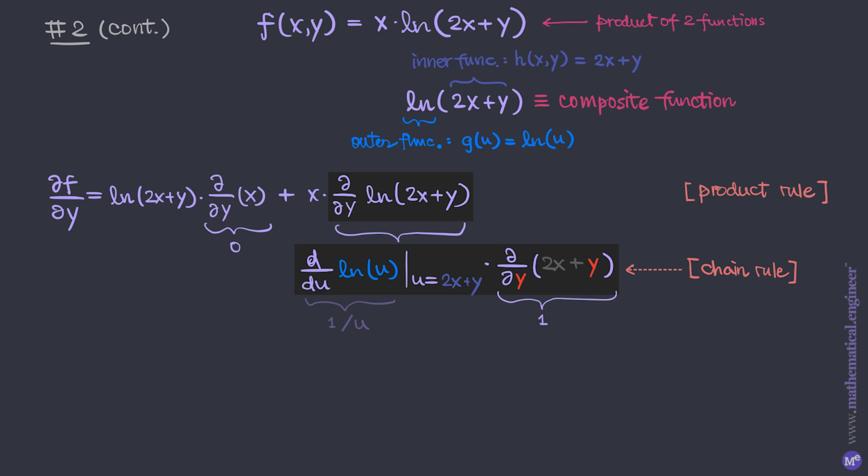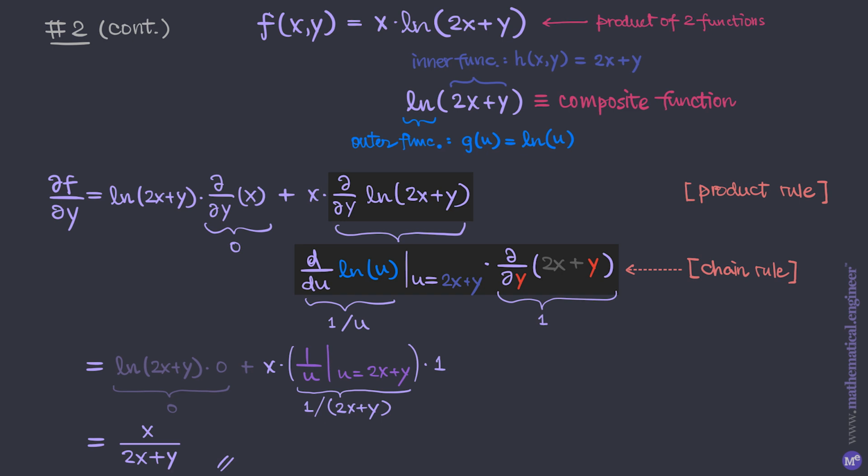Gathering all the pieces, here is the first term. Here comes the second term. Indeed, only the second term survives as the first term vanishes. Plugging the inner function into 1 over u, same as before. So partial f partial y is x over 2x plus y.